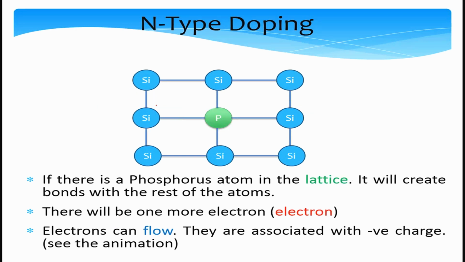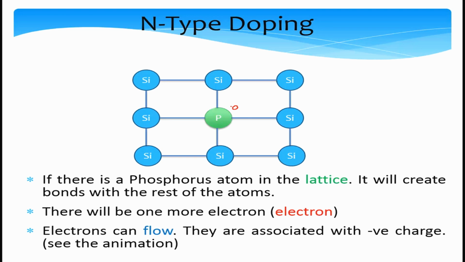So let us now look at a similar kind of doping called N-type doping, which is actually the reverse of doping with group 3 elements. In this case, we are doping with group 5 elements. So let us assume that there is a phosphorus atom in the lattice. It will create bonds with the rest of the atoms, which is fine, but it will have one extra electron. So this extra electron that is there can essentially migrate and carry current.